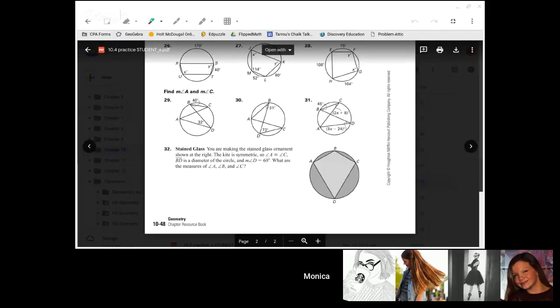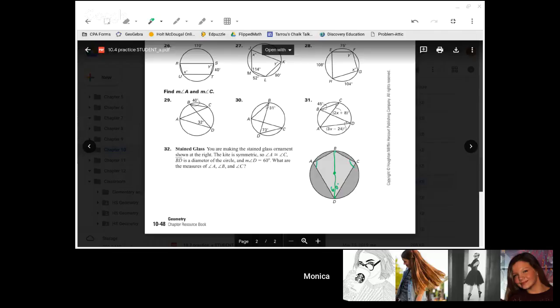Okay, so for 32, you're making a stained glass ornament shown at the right. The kite is symmetric, so angle A equals angle C. Okay, so mark your picture. A equals C. BD is the diameter of the circle. Okay, so we know that goes through the center of the circle, right? And the measure of angle D is 60 degrees. So what it wants to know is what are the measures of A, B, and C.